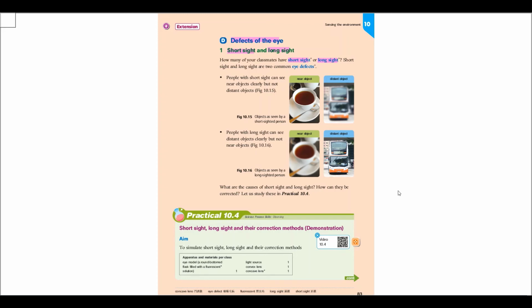I'll give you a really short version of the explanation about what it actually does to demonstrate short sight and long sight, what causes short sight and long sight, and how to correct them. So please pay attention to the video first.